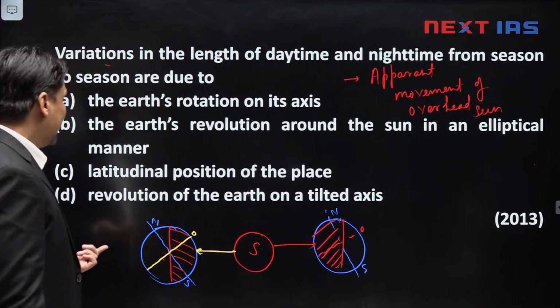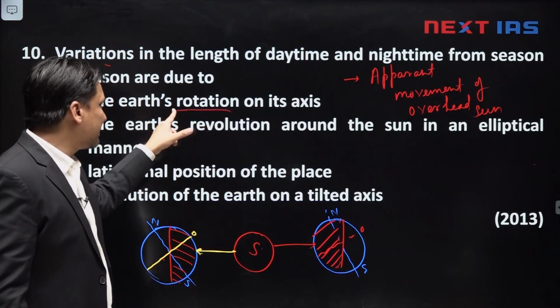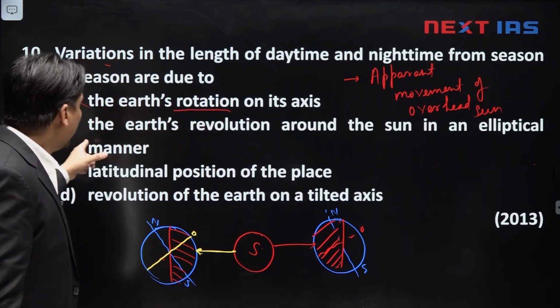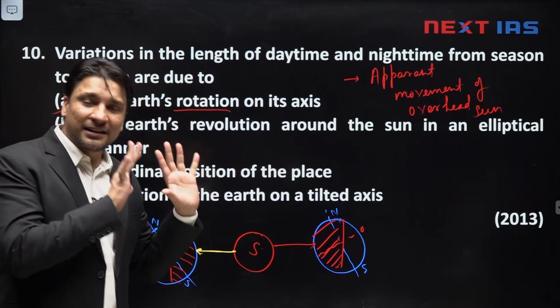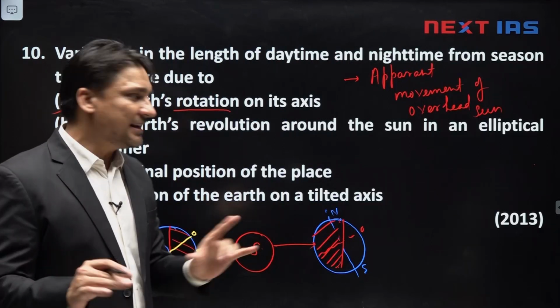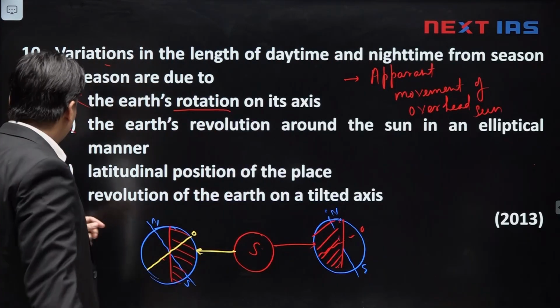Okay. So what is correct statement in this question? Earth's rotation is not correct here. So this is incorrect statement. Earth's revolution around the sun in an elliptical orbit. Orbit has nothing to do with seasons. Seasons happen due to tilted axis. So second statement is also incorrect.